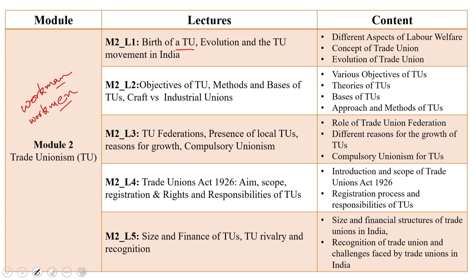If in a cotton textile mill center, like let's say Mumbai or Ahmedabad, the weavers employed in different mills decide to come together to form a trade union, such a trade union is called a craft union. I think this was not discussed previously, so make a note of it, how trade unions can also come together and be called a craft union.